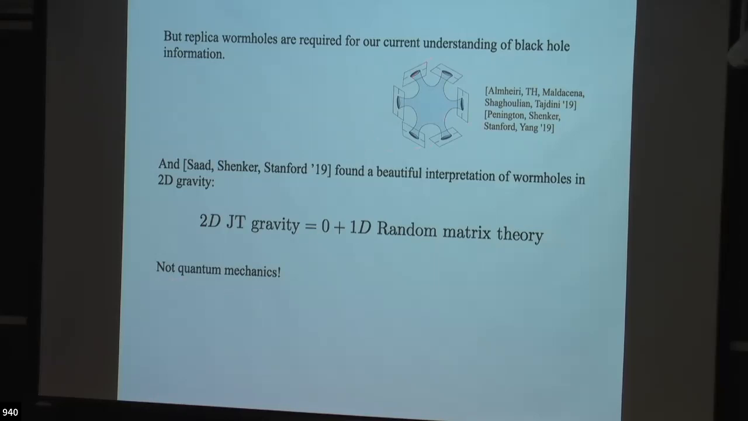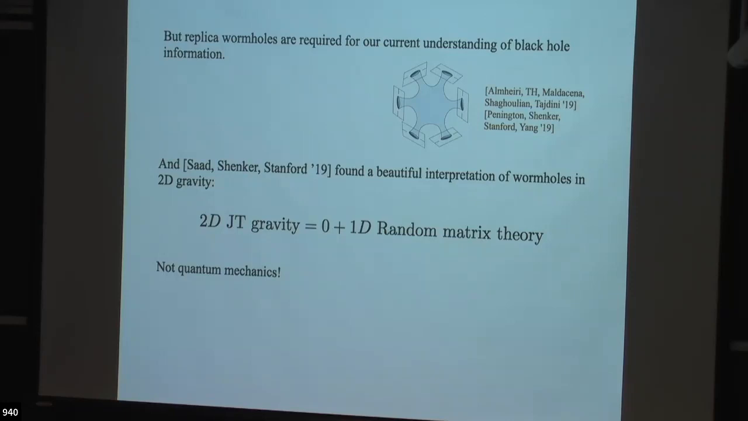In the first case, factorization is not a problem because the boundaries are glued together. In the second case, this evades the factorization problem in a very interesting way, which is that it's just not quantum mechanics. And in random matrix theory, the expectation value of the product of two partition functions does not factorize because the two copies get correlated by the average over random Hamiltonians.